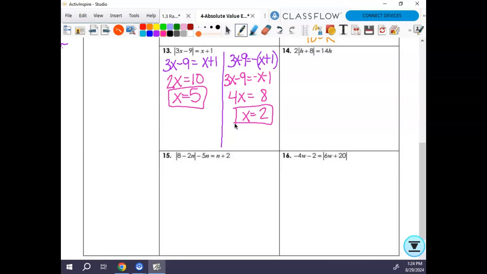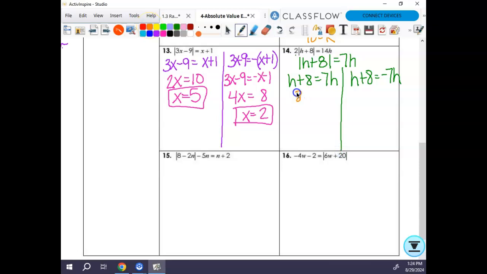Now, what do I need to do first on 14? Divide by 2. So I am going to divide both sides by 2 because of that 2 right there. I'm going to get the absolute value of h plus 8 equals 7h. Oh, no, I made that a k. 7h. Everybody good with that? All right, so now just going to do our thing. h plus 8 equals 7h. And h plus 8 equals negative 7h. And I don't have to distribute over there. That's good. Then I'm just going to separate these again because they start to run together for me.